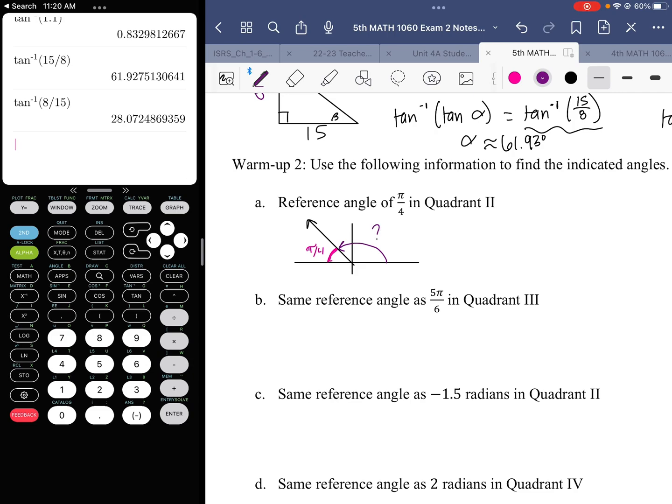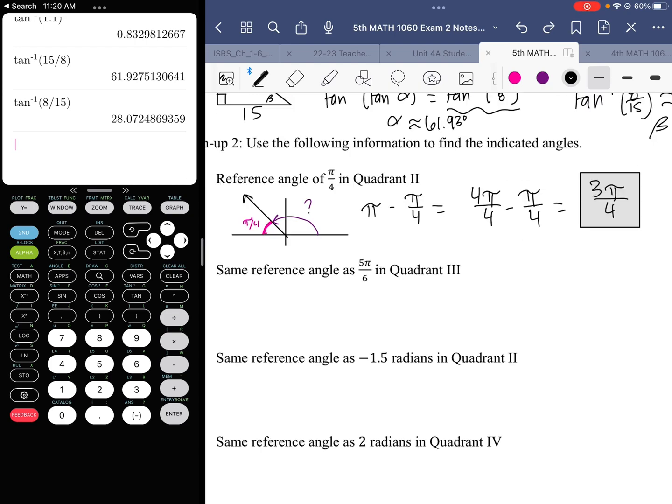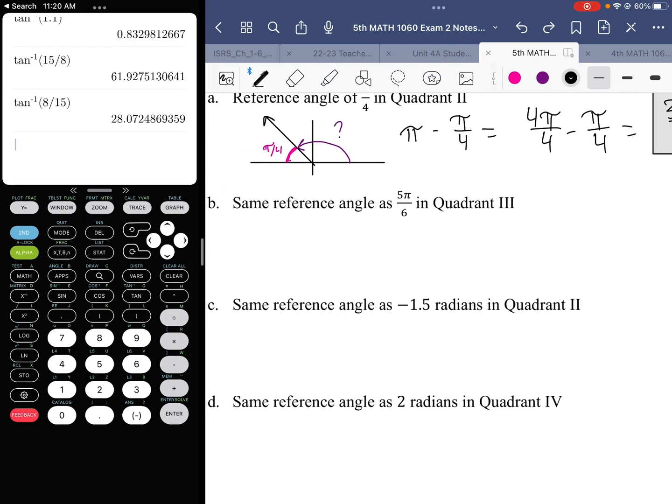So what is this angle? The way that we find that, we would take pi, and we would minus that pi fourths of our reference angle, and that should give us this one over here. So we do pi minus pi fourths. That's going to be 4 pi over 4 minus pi over 4, which is 3 pi over 4. Now, do you actually have to write out the algebra of pi minus pi fourths? No, but you do need to know how you're thinking about that. So this whole thing would be pi fourths. You want to go back pi fourths. That's 3 pi fourths. All right, same reference angle as 5 pi 6, but in quadrant 3.